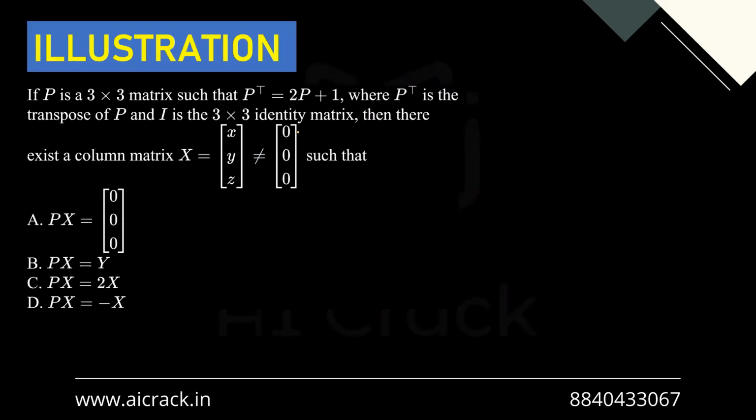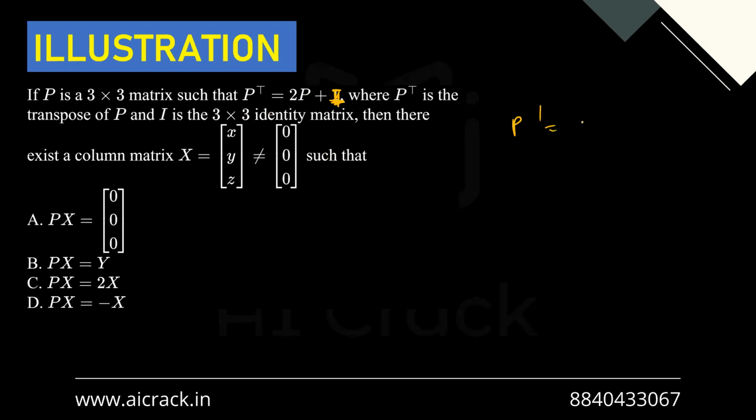Now let's look at one example. If P is a 3 cross 3 matrix such that P transpose equals 2P plus I, this is I actually, where P transpose is the transpose of P and I is the 3 cross 3 identity matrix, then there exists a column matrix X, with entries X, Y, Z not equal to 0, 0, 0, such that these are the options. Okay. Now, how should I proceed in this one? Because there is no hidden clue over here. So when we don't have any kind of clue, what we'll do is just transpose it, because that's what the question is all about, transpose, right?